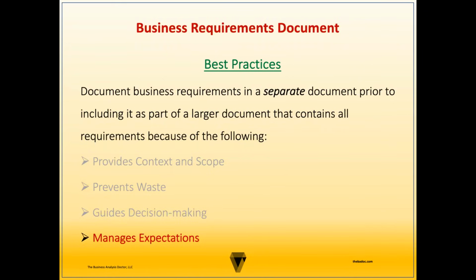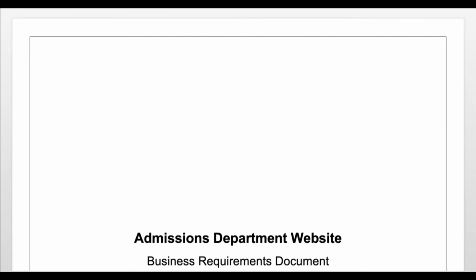It manages expectations. The business requirements document helps manage expectations early by providing a clear understanding of the expected outcomes. If business expectations around capabilities are unrealistic, the project team can redirect the business to more feasible expectations early on. Now let's look at an example business requirements document.